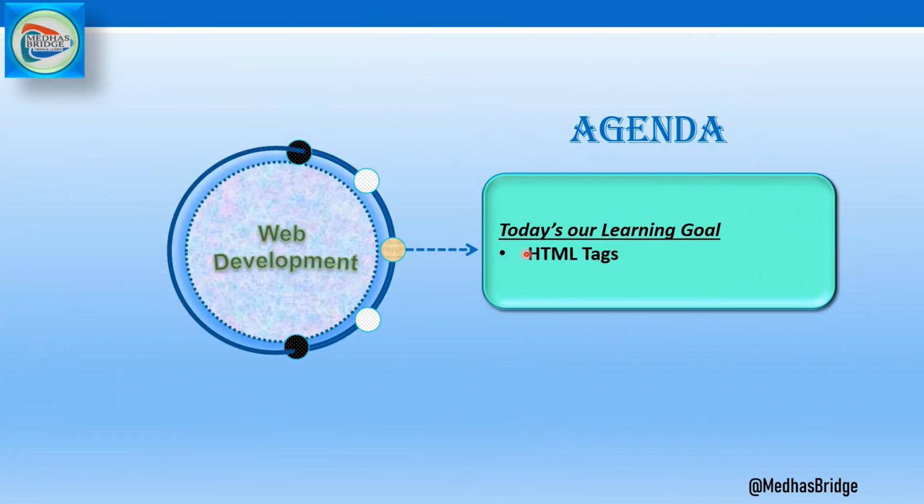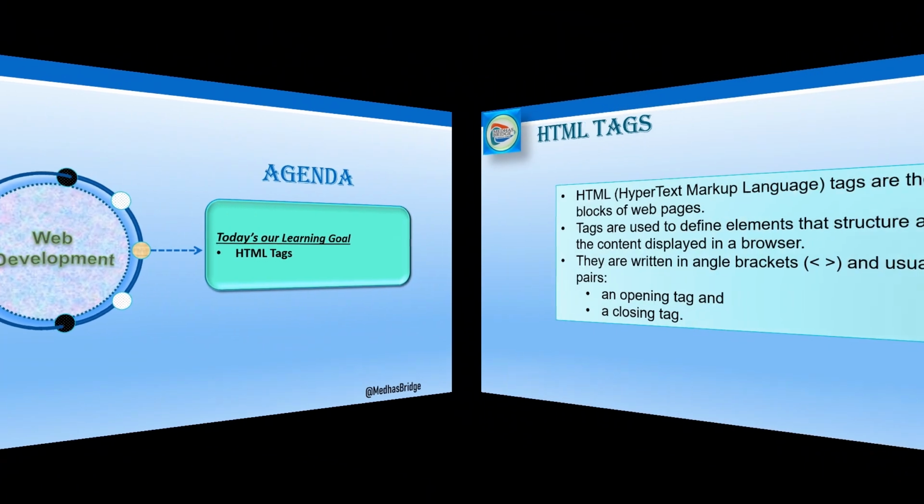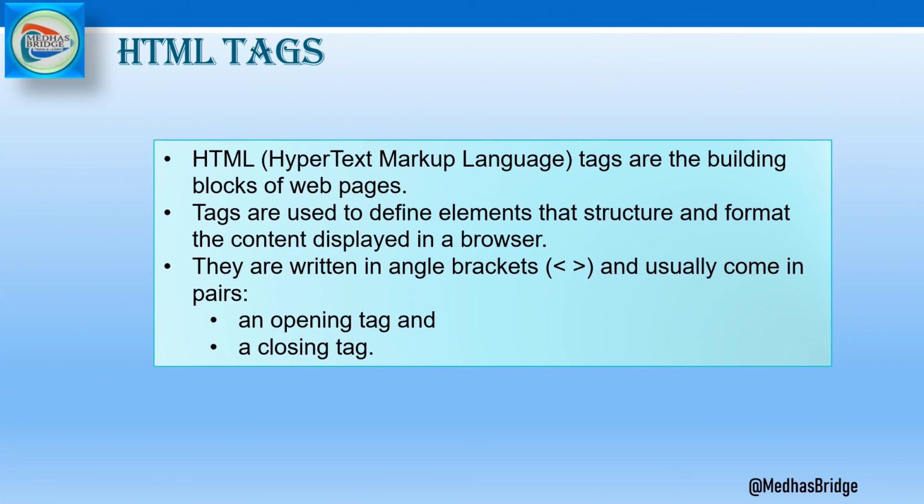Here is our today's learning agenda. HTML. HTML means hypertext markup language, which we use for front-end development, precisely web page development, right? So what we have to understand is what is meant by tags, right? Tags in the sense HTML tags. HTML tags are basic building blocks for any web page that you are going to develop, right? So tags are the actual building blocks.